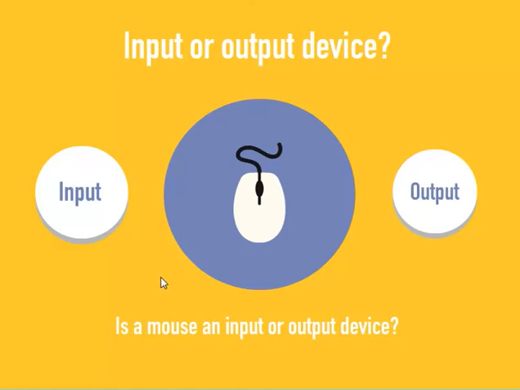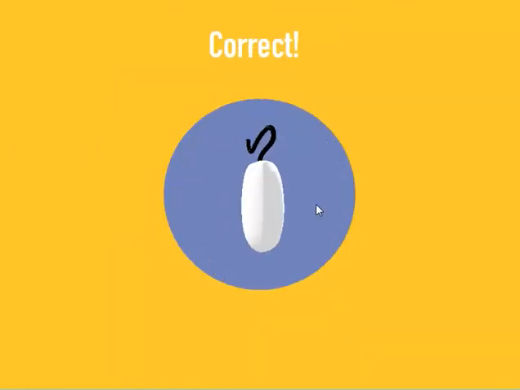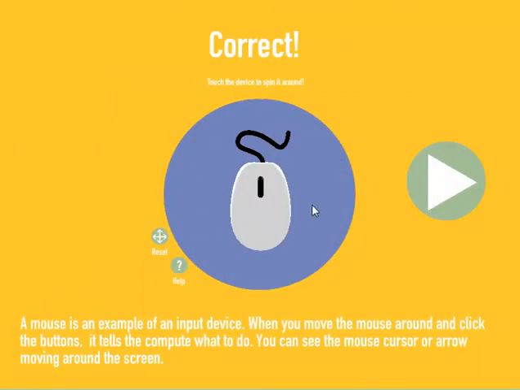Is a mouse an input or output device? Correct. Mouse. A mouse is an example of an input device. When you move the mouse around and click the buttons, it tells the computer what to do. You can see the mouse cursor or arrow moving around the screen.